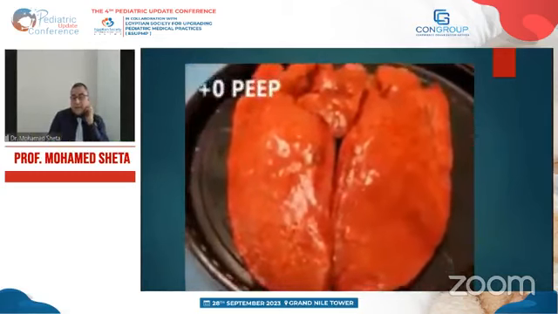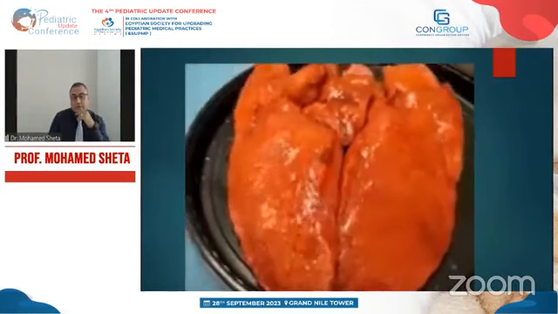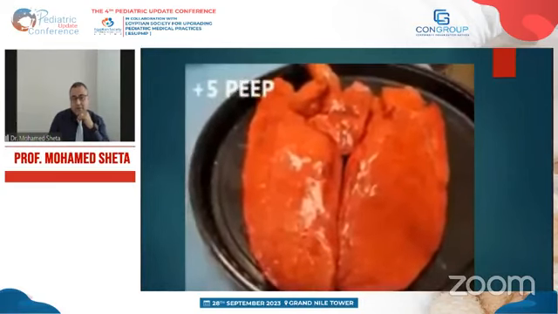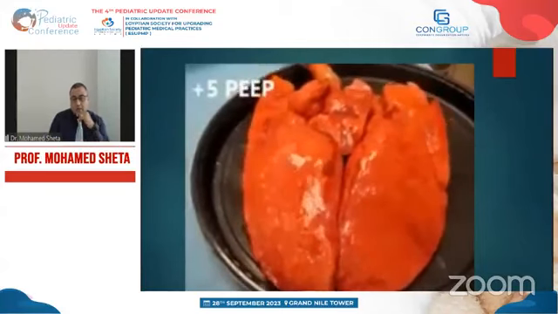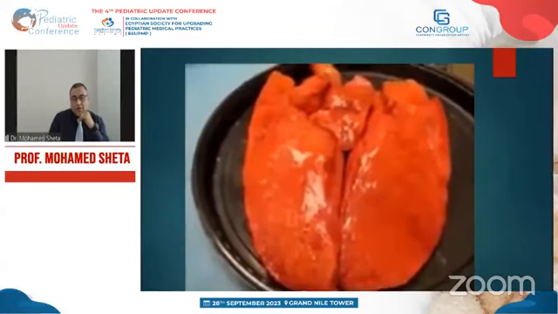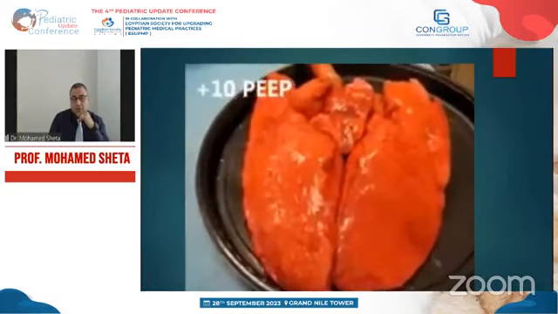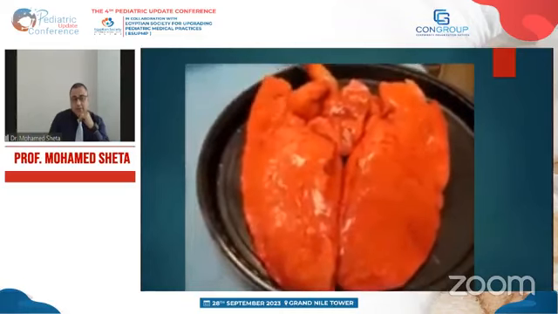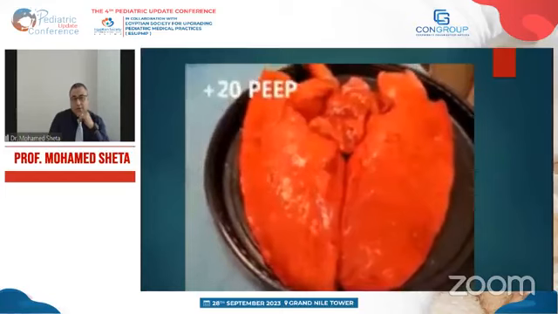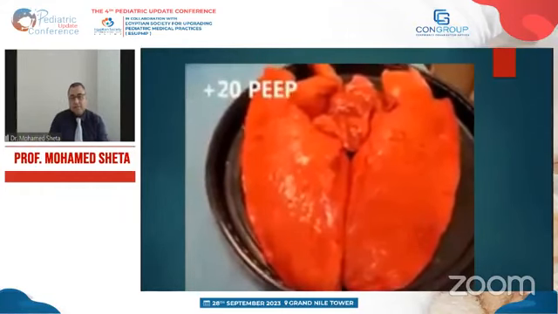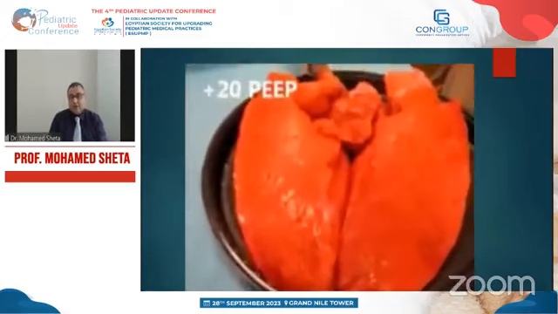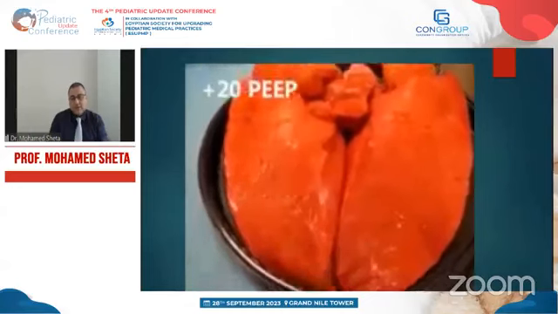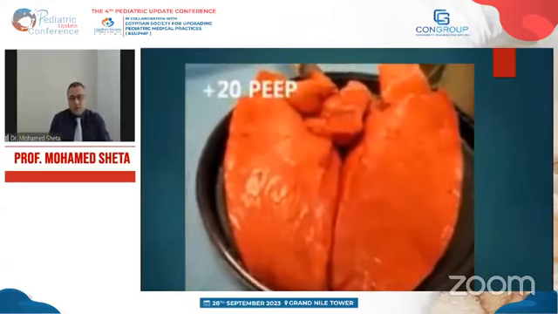Let's see this lung. This is a big lung, and at 0 PEEP, you will find this lung collapsed totally. Now we are at 5 cmH2O PEEP, so the lungs start to be inflated. When we increase the PEEP to 10, the lung is more and more inflated, and he will increase up to 20 PEEP. You can see now how much the lung is inflated. It's significantly more inflated than before. This is what we call lung recruitment. Lung recruitment means inflation of this lung to do its regular, normal function of oxygenation.